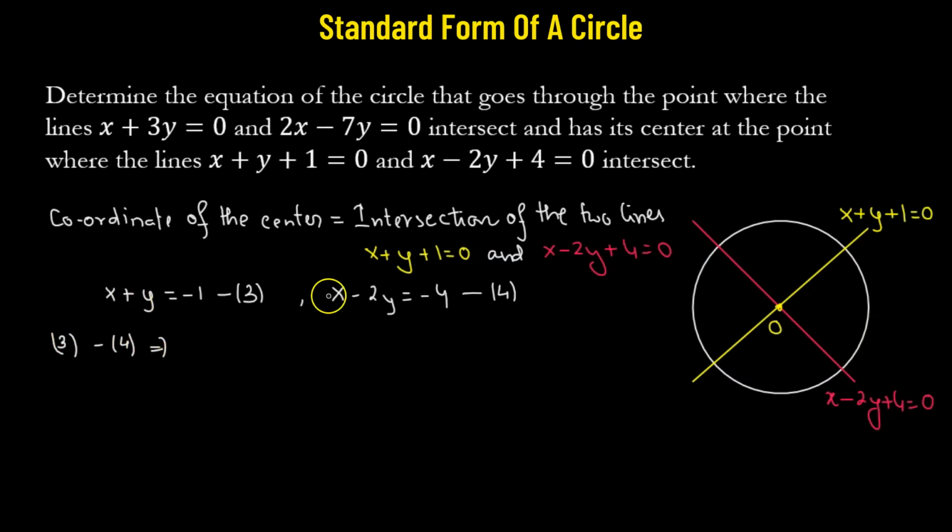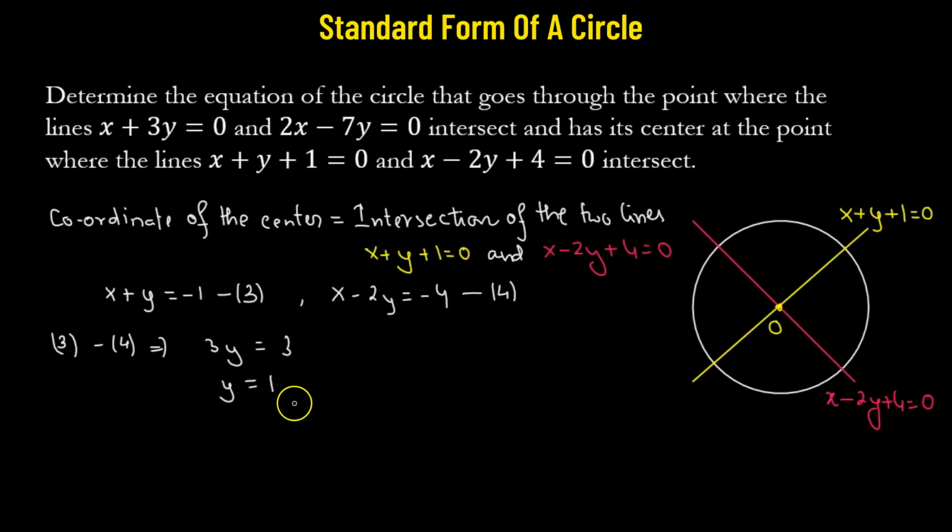So that means we have x minus x, which goes to 0. We have y minus negative 2y, which gives us 3y. Then we have negative 1 minus negative 4, so that becomes negative 1 plus 4, which means we have 3. So y will be equal to 3 over 3, so that's 1.